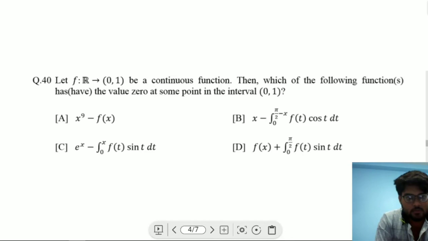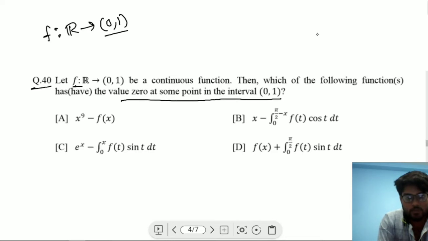The question is given, question 40. Question 40 says that f is a continuous function from R to the open interval (0, 1), with domain the real numbers. Which of the following functions has the value 0 at some point in the interval (0, 1)?